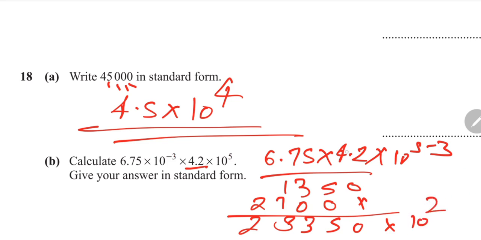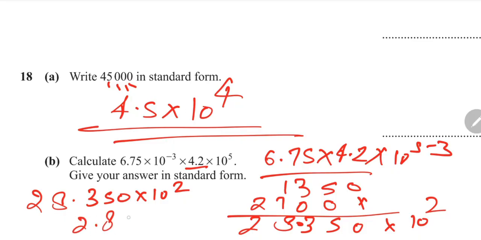For the standard form, we count the decimal places, and this is 28.350 times 10 raised to 2. For standard form we use only the single digit before the decimal, so 2.835 times 10 raised to 3. This is the standard form, 2.835. You can ignore the 0. Okay, next question.